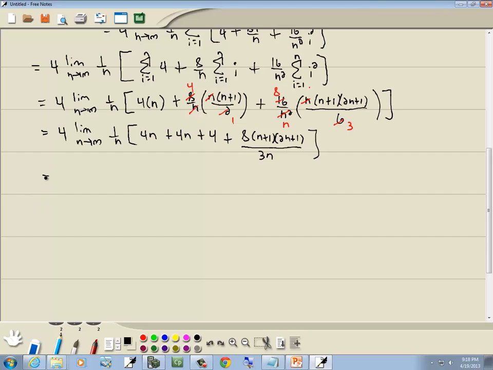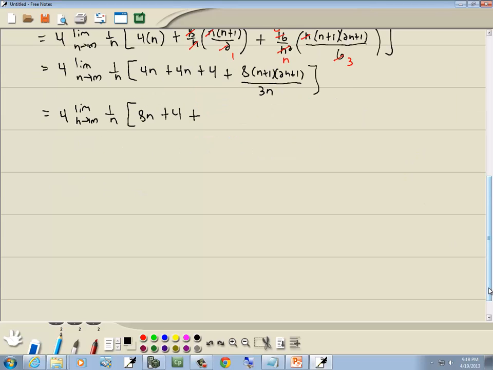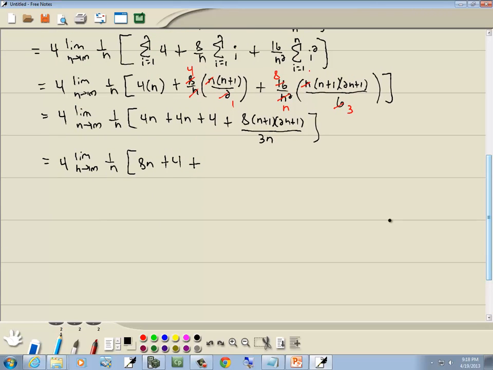Okay, so we've got 4, limit. I'm running out of room. So 4n plus 4n is 8n plus 4 plus. I'll do this over on the sides, just because I am running out of room. Actually, I still have room. Never mind.